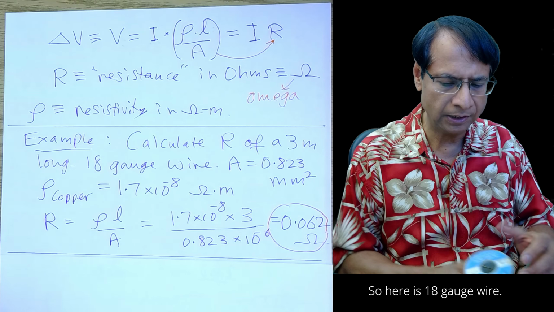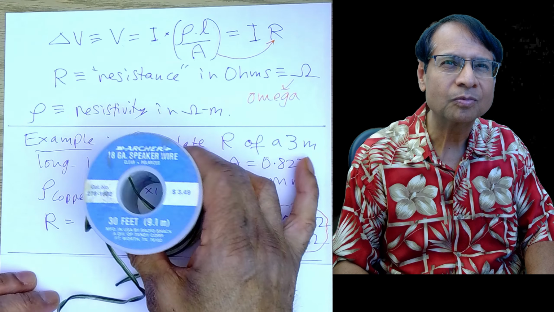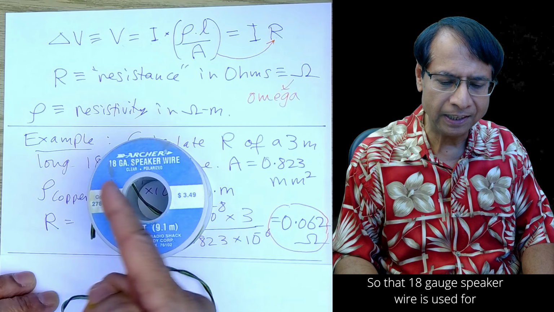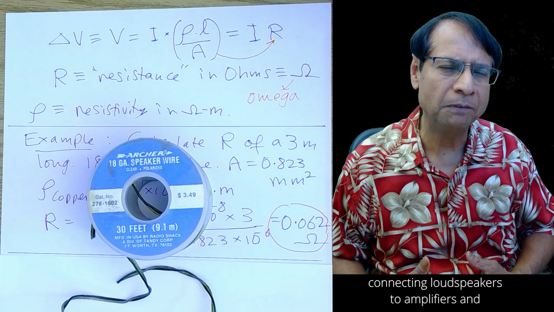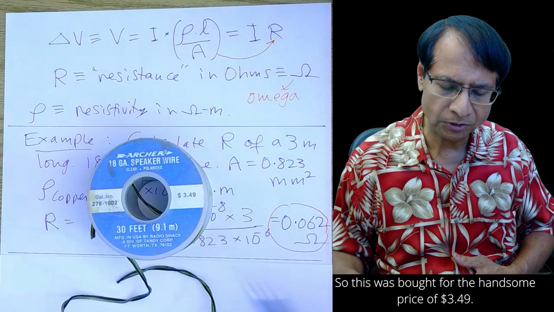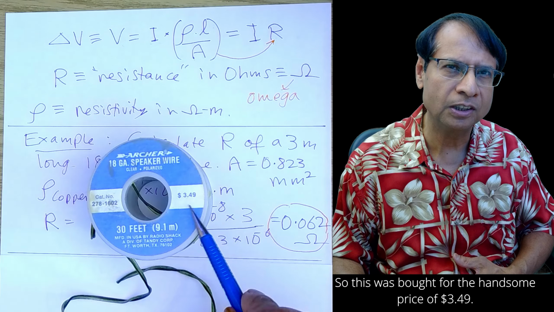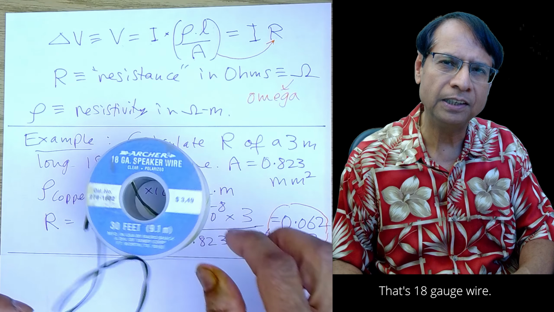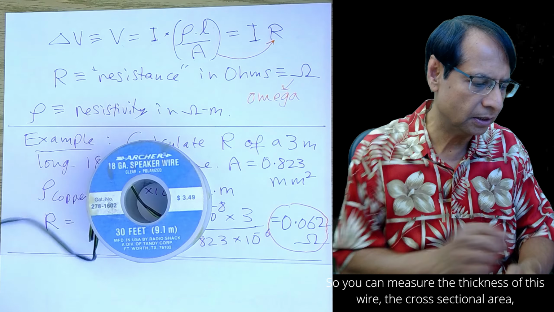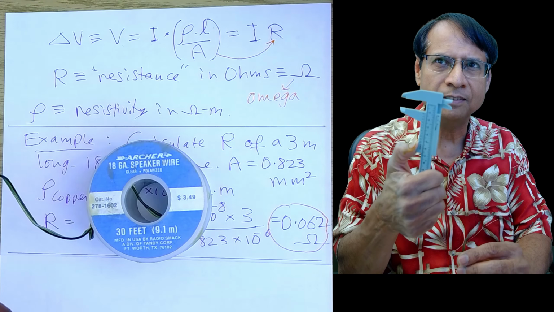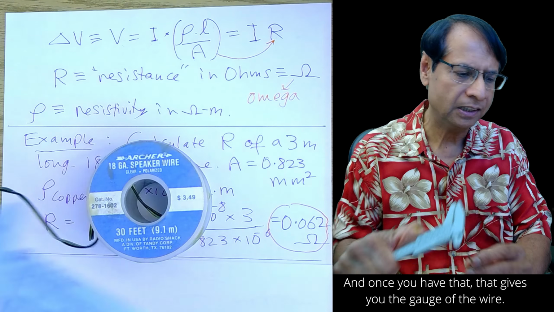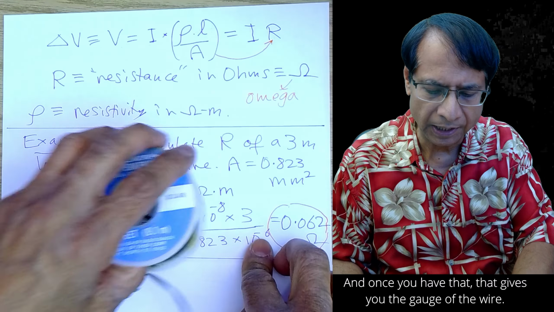So here is 18 gauge wire, if you can see this. That's 18 gauge speaker wire, used for connecting loudspeakers to amplifiers and things like that. This was bought for the handsome price of $3.49. You can measure the thickness of this wire, the cross-sectional area, using one of these things. And once you have that, that gives you the gauge of the wire.